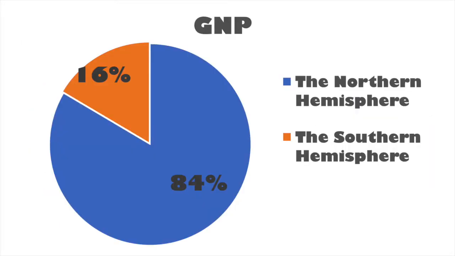Do you know the meaning of GNP? GNP is gross national product, which is the sum of the added value of goods and services produced by a citizen in a certain period of time. In the data of 1990, it says that the Northern Hemisphere countries account for 83.5% of the world's GNP. The population of the Northern Hemisphere is only 40.5% of the world population.